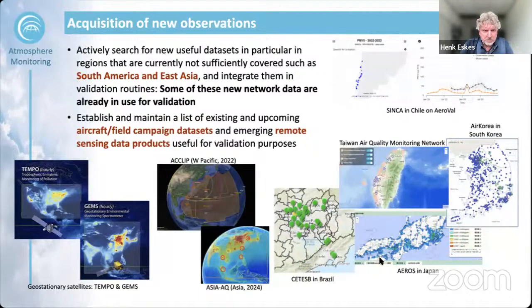And also on the front of satellite data, there are big advances. In particular, we now have geostationary satellites, GEMS and TEMPO, providing observations over Asia and over South and North America. Those are very interesting data sets that we also want to take on board. Furthermore, we also make use of campaign data, especially to evaluate the reanalysis products, because they are not available in real time, but they become available after 1 or 2 years typically. So those are all used especially for the reanalysis purpose.